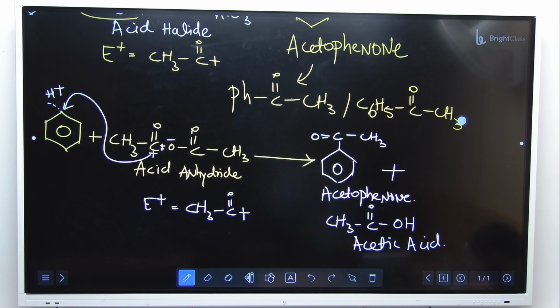So the H plus combines with the O, right? The H plus combines with whatever O part is there, right? O minus will get the H plus, simple. Okay? Yes, sir.